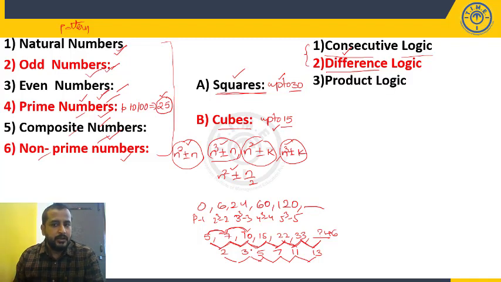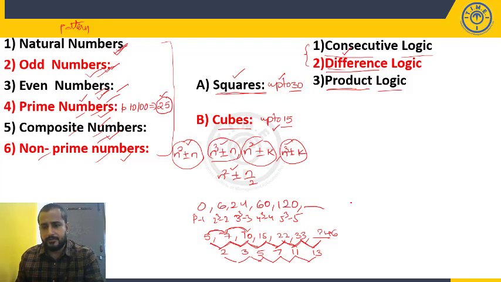Product logic. If the numbers are increasing gradually, difference. If the numbers are increasing rapidly, then you can apply the product logic, like double, triple, 4 times, 5 times. If it is becoming like that, you can apply the product logic. And the numbers which we are multiplying in this product logic may be of natural, odd, even, prime, composite, non-prime. Anything is possible. You cannot rule out anything.